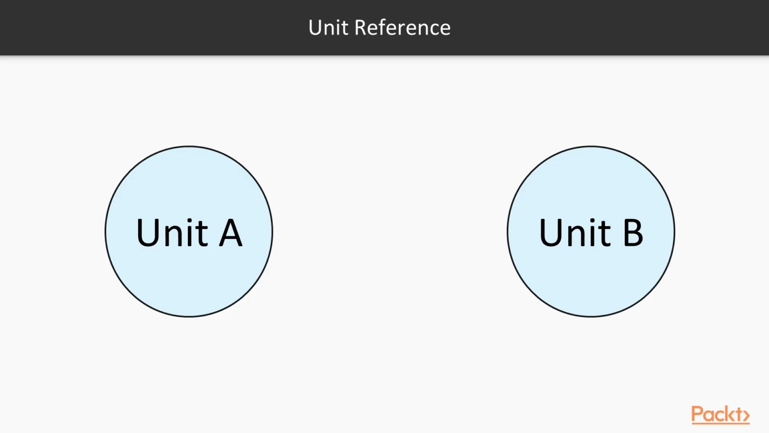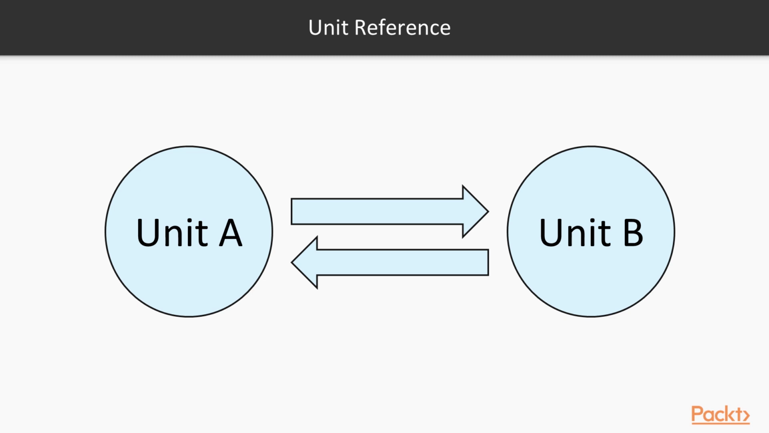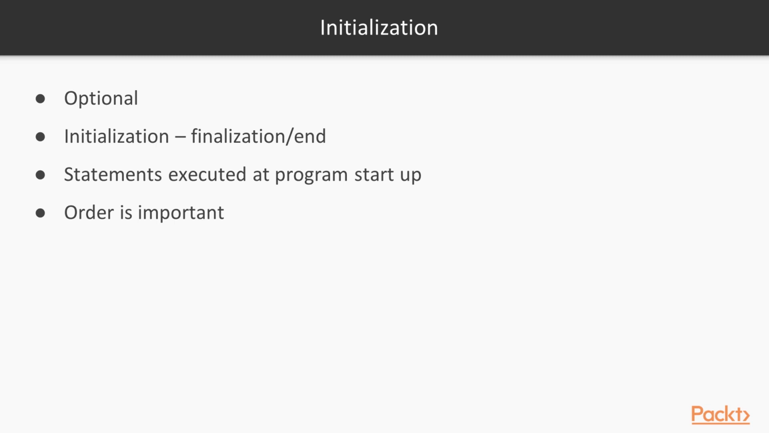If unit A depends on unit B and unit B depends on unit A, then they are mutually dependent. This is the case between the two units in our Game of Memory project. If the two units are mutually dependent, at least one of them should list another in its implementation and not interface uses clause. The initialization section is optional.